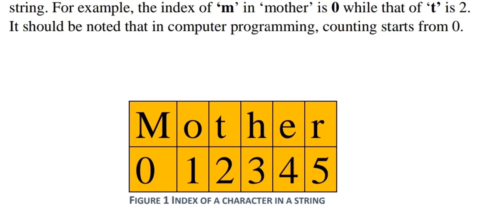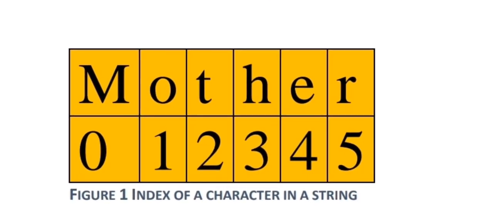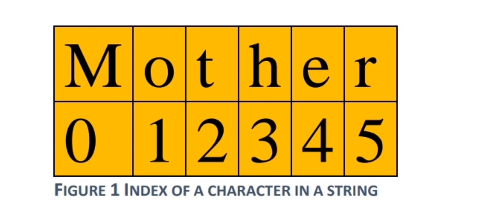So let's look at this picture. And this is mother. We have the characters M, O, T, H, E, R in the string mother. So the index of M is 0, the index of O is 1, the index of T is 2, the index of H is 3, the index of E is 4, the index of R is 5.